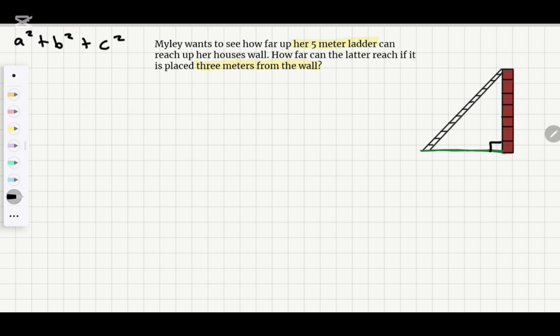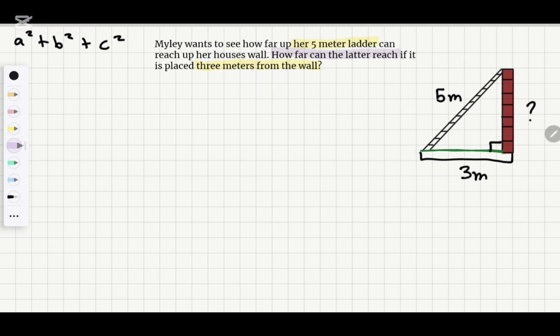Okay, so her 5-meter ladder, that means that the ladder is 5 meters long. So 5 meters right here. And it says is placed 3 meters from the wall. So I know that this line is 3 meters, meaning I'm trying to find out how tall the wall is. And I could also see that in the equation when it says how far can the ladder reach. So I can see that it is the wall that we're finding.